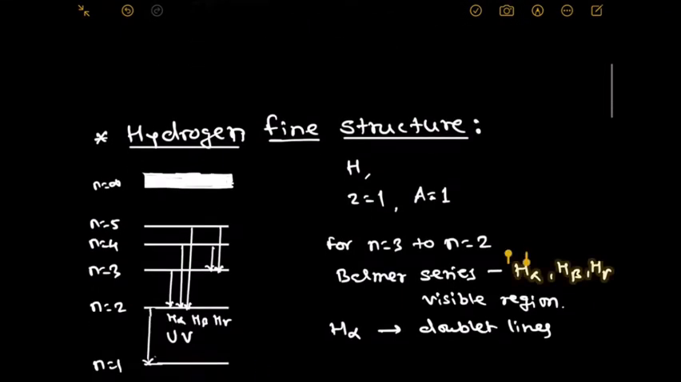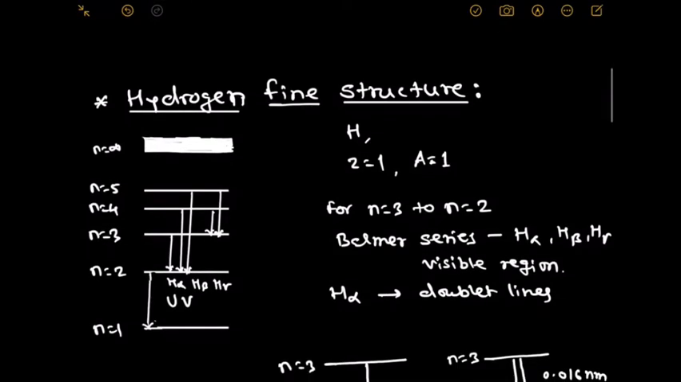Now see what is hydrogen fine structure. For that, we have to consider hydrogen, which shows the simplest spectra, since hydrogen is one of the elements in the periodic table whose atomic number is 1, meaning there is only one electron, and its atomic mass is 1. Such a hydrogen shows discrete spectral lines.